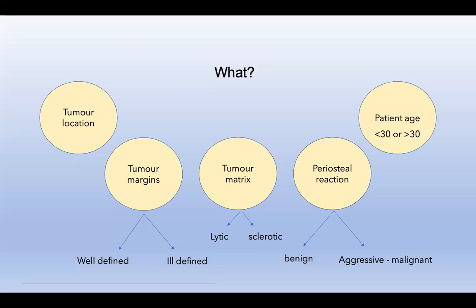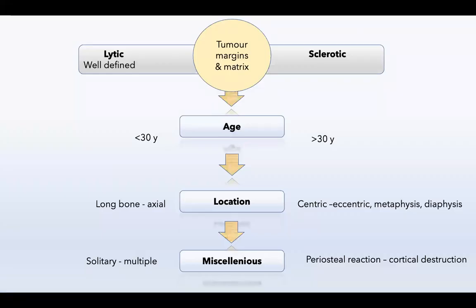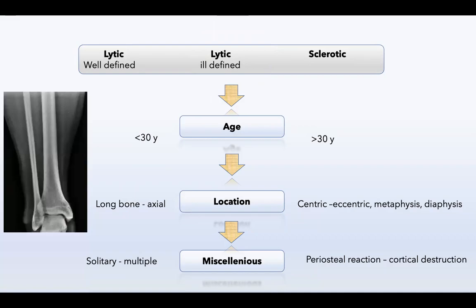So, what are we looking for when we are trying to characterize a bone lesion? First, we decide about the tumor's margins and matrix, whether it is a lytic lesion with well or ill-defined borders or a sclerotic lesion, and then we'll build a differential diagnosis based on the patient age, tumor location, and any other ancillary finding like cortical destruction and periosteal reaction.